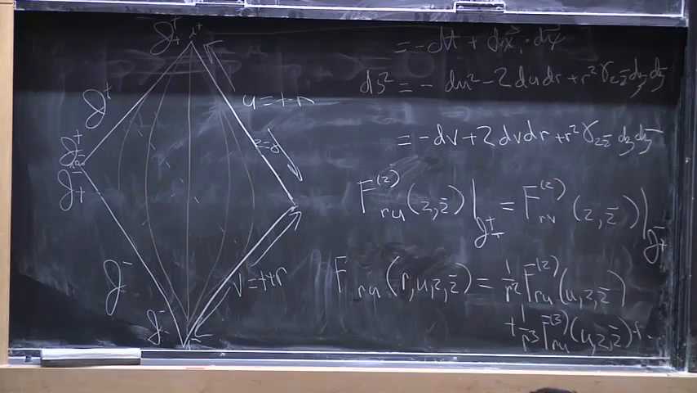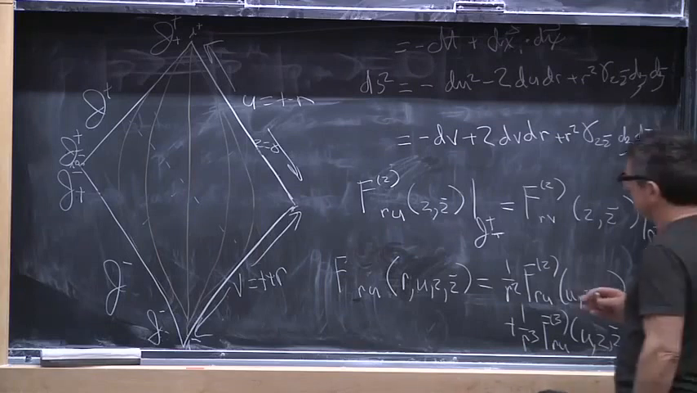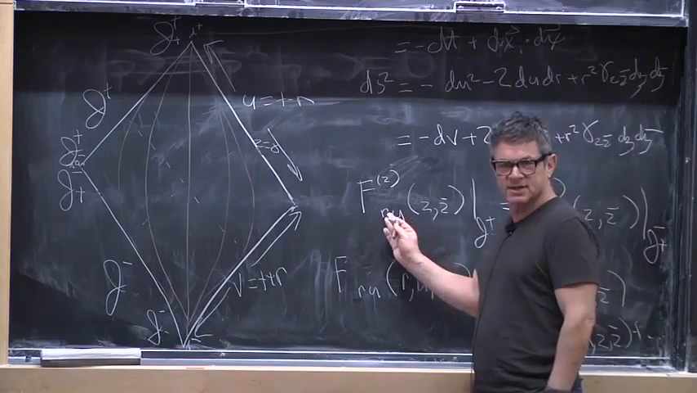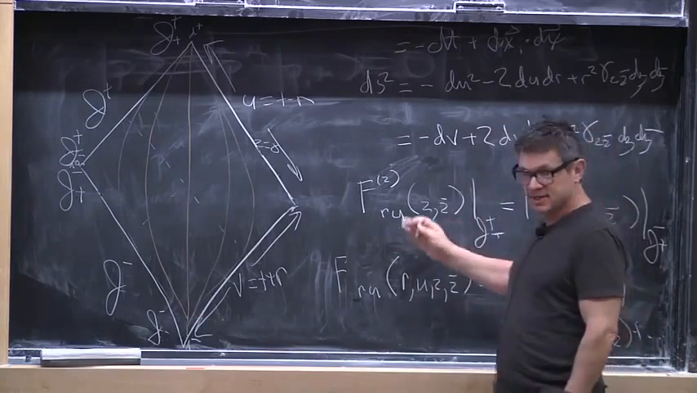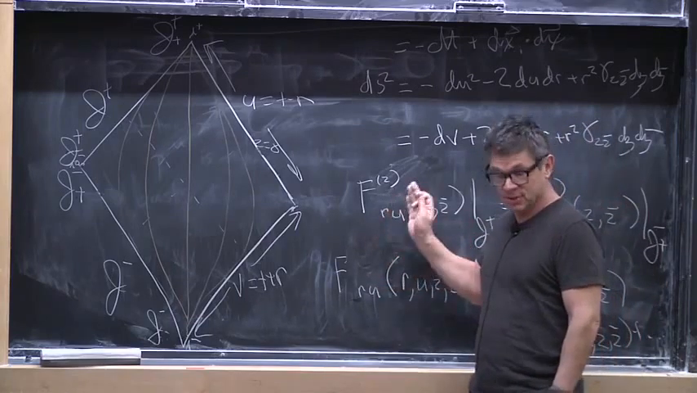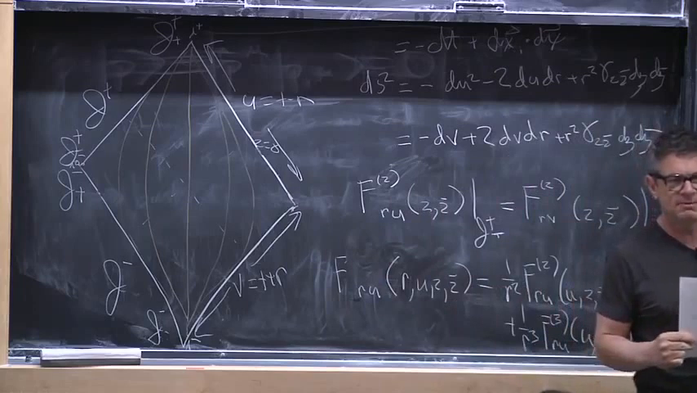Yes? So the subscript RU and RV is meant to denote whether you're using advanced or retarded coordinates. Right. So if you see anything with a U in it, it's retarded coordinates, and with a V in it, it would be advanced coordinates. Okay.